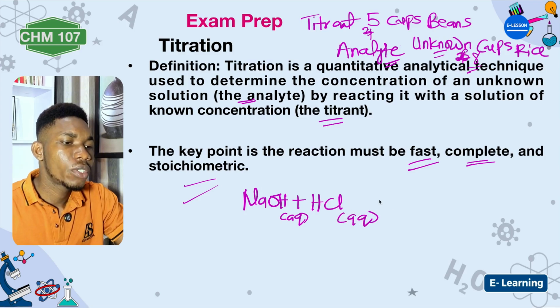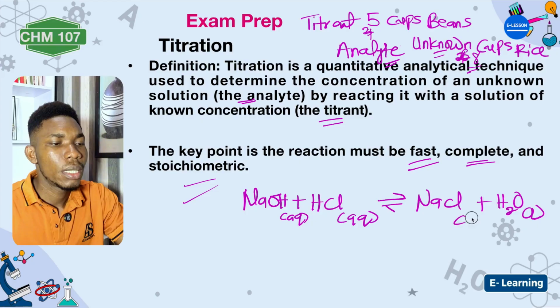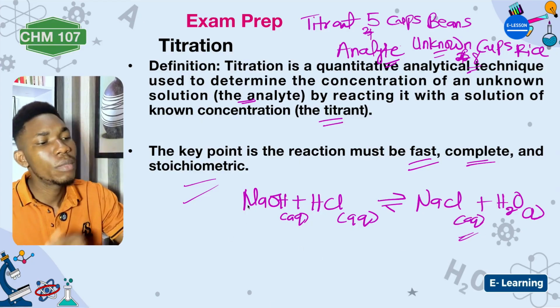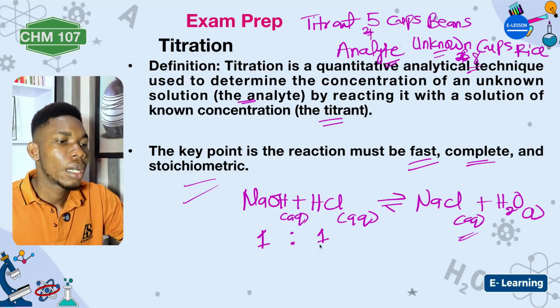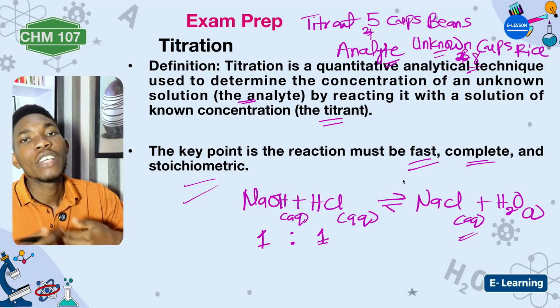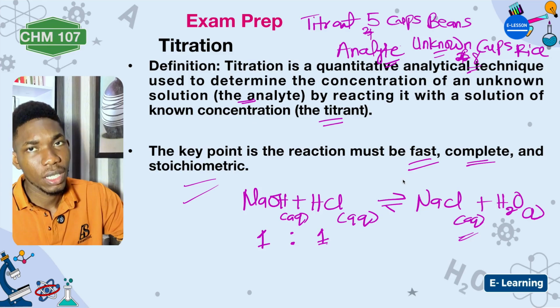The stoichiometric relationship, my dear student, is what? This one will give us sodium chloride plus what? Water, H2O, liquid. This is aqueous. All right? The stoichiometric relationship, the relationship between the sodium hydroxide and the HCl, that is the mole ratio. In this case, stoichiometrically, this is 1:1. Are you getting it now? So all titration experiments must be fast, the reaction must come to completion, and it should be stoichiometric.